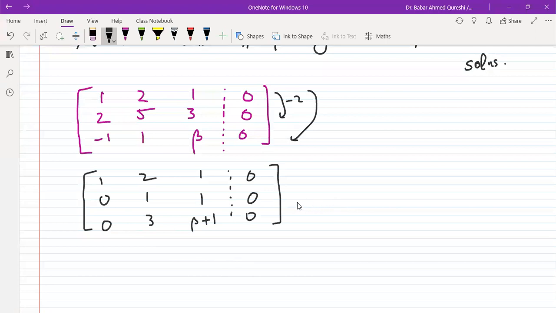And now just multiply this by -3 and add. You're going to get a 0 here. -3 plus 1 gives me +2, beta plus 2.